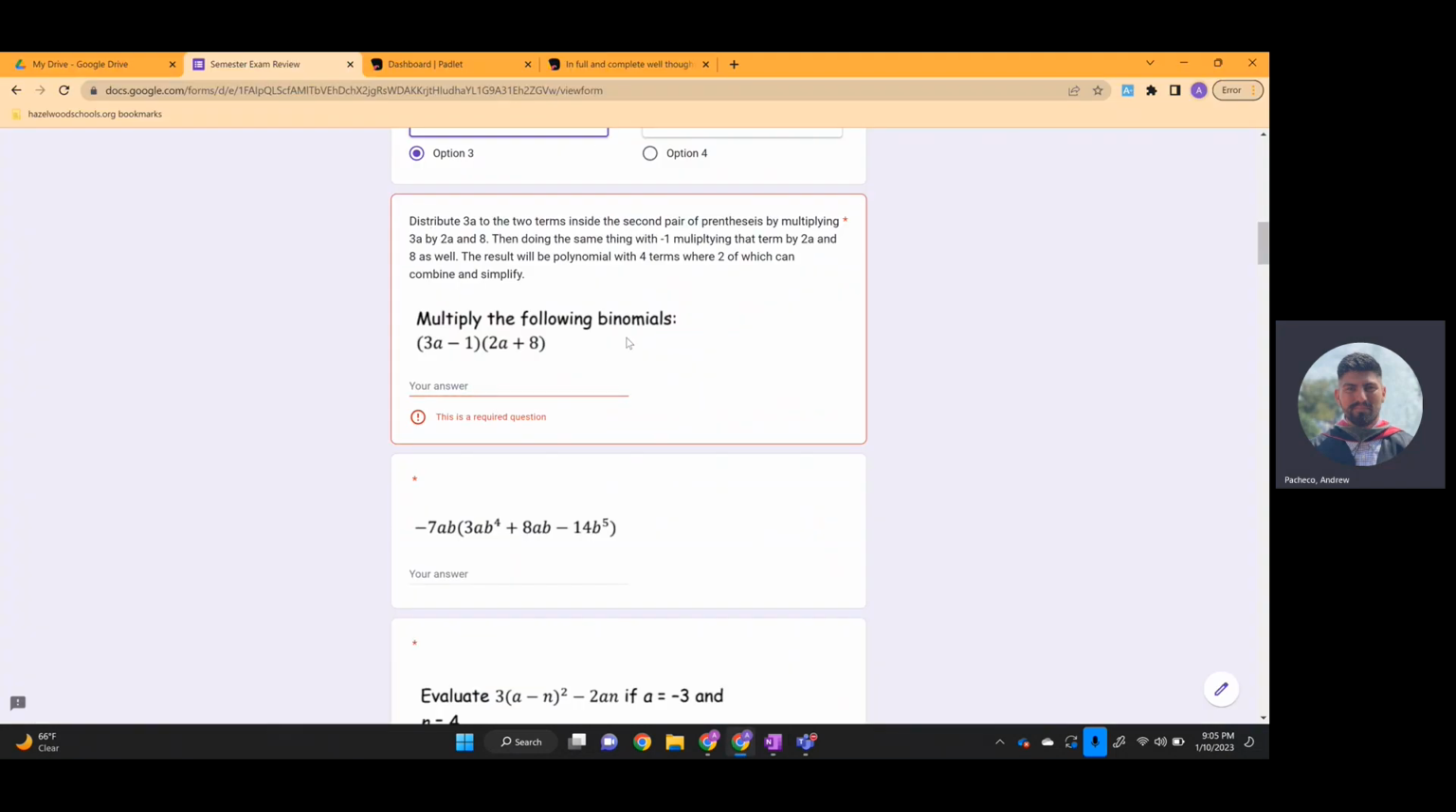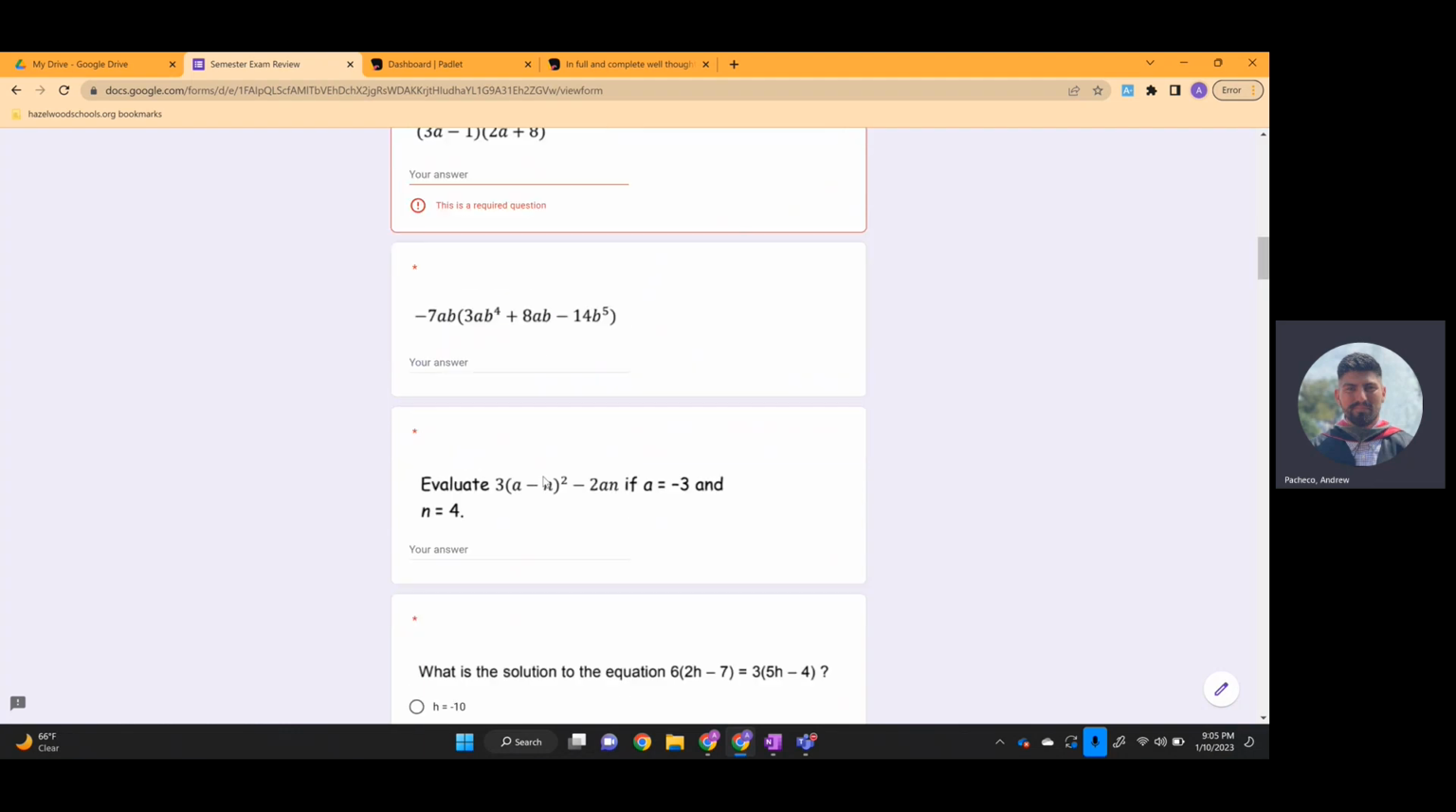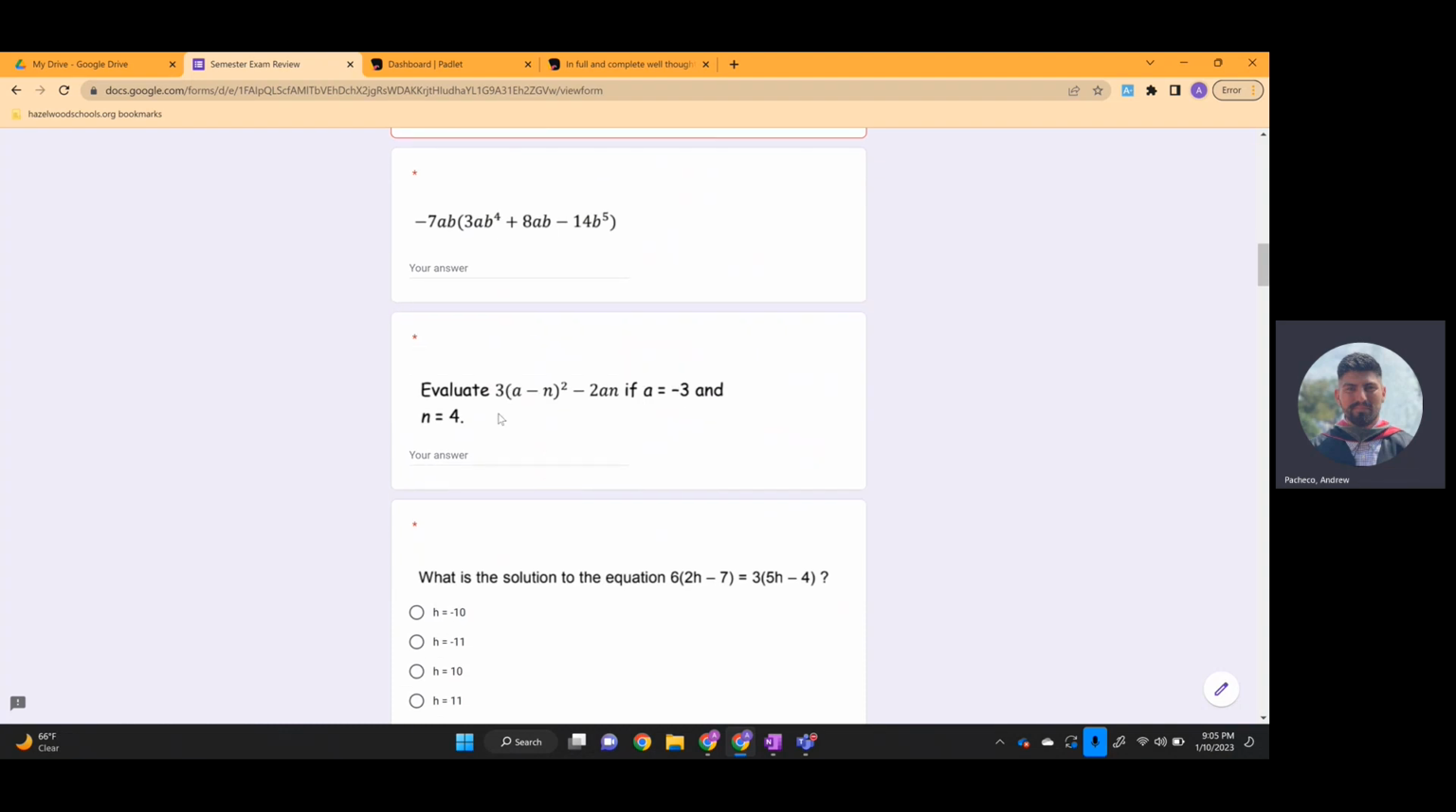Now, this is my answer, but for my Google form, I want you to put what I have written up top. This is more so what I'm looking for: a paragraph or 3 or 4 sentences describing the process for multiplying binomials, multiplying and factoring this out. And then I want you to do the same thing with the evaluate question. If we know that n is equal to 4 and a is equal to -3, I want you to write out in words how to solve those problems.